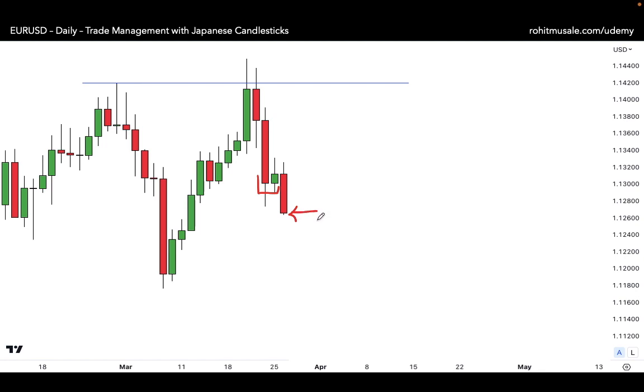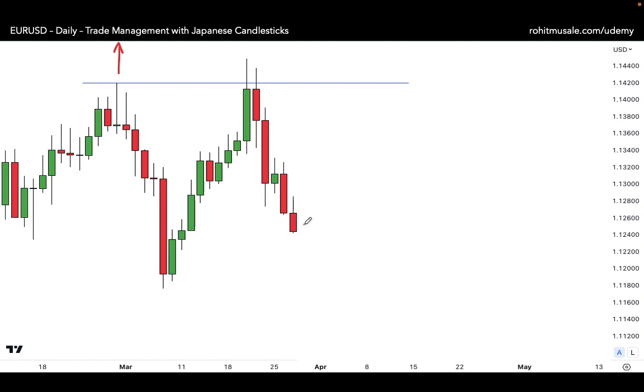The bears are still strong. Remember, each candle represents a battle between the bulls and the bears. And currently, who is winning the battle? The bears are winning the battles. When the bears are winning the battle and you are in a short position, don't do anything. Just watch the market.